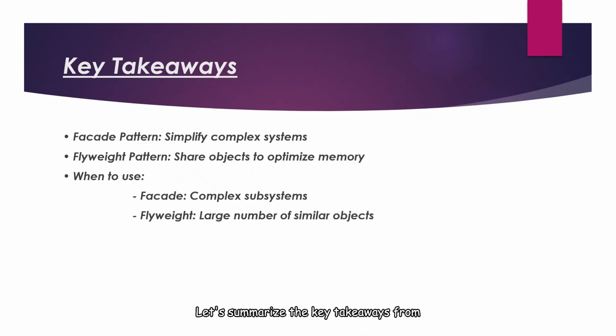Let's summarize the key takeaways from today's lesson. The Facade pattern simplifies complex systems by providing a unified interface, hiding the internal complexity from the client. The flyweight pattern optimizes memory usage by sharing common data objects, which is especially useful when working with large numbers of similar objects. Both patterns help reduce complexity and improve efficiency, but must be used carefully to avoid introducing additional challenges.